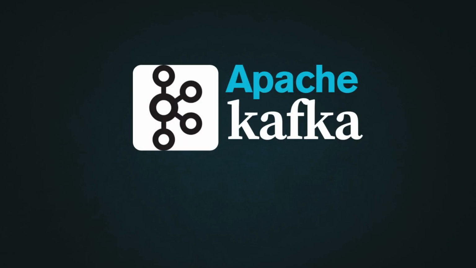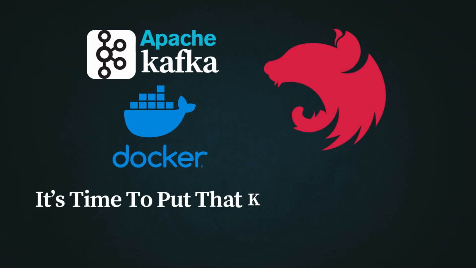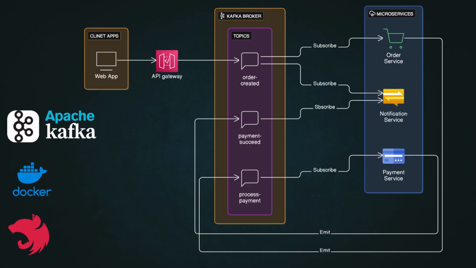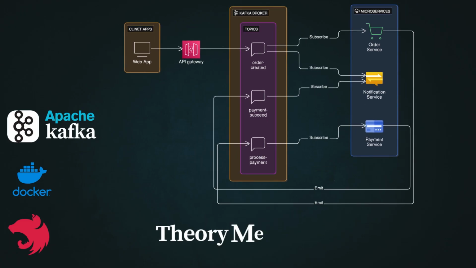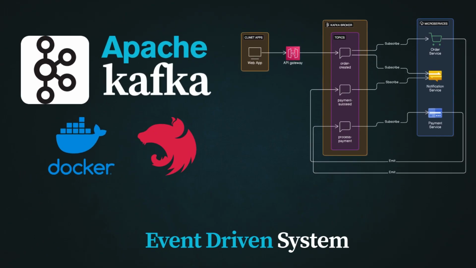In the last video, we set up Kafka in a Docker container and broke down how it works. Now it's time to put that knowledge to work. In this video, we are going to build a real-world microservice architecture using NestJS with Kafka communication and multiple services listening and reacting in real time. This is where theory meets practice. By the end of this video, you will have a fully working event-driven system powered by Kafka.